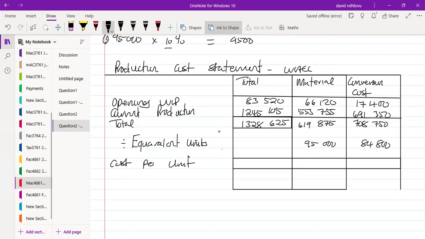Right, in terms of the conversion cost, which gives me 8.36. 619,875 divided by 95,000, which gives me 6.53. Then you add the two, it means our current production cost in total is 14.89. So that is a production cost statement. Any questions, good people, on that?